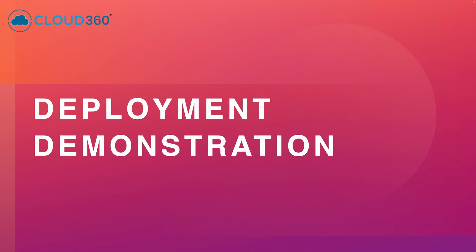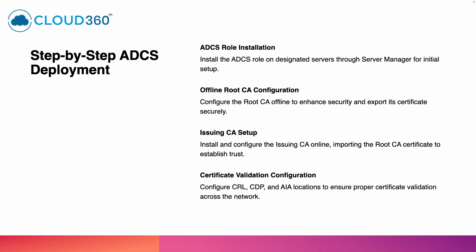Well, we will look into the deployment demonstration where we will deploy the root CA. Number one, we will install this Active Directory Certificate Service role as a standalone certificate authority on our server. Then we will introduce another certificate authority that will be our issuing CA. In this way, we will set up the two-tier architecture with root CA and issuing CA. Finally, the certificates are issued and tested for the domain users and services to verify the functionality.